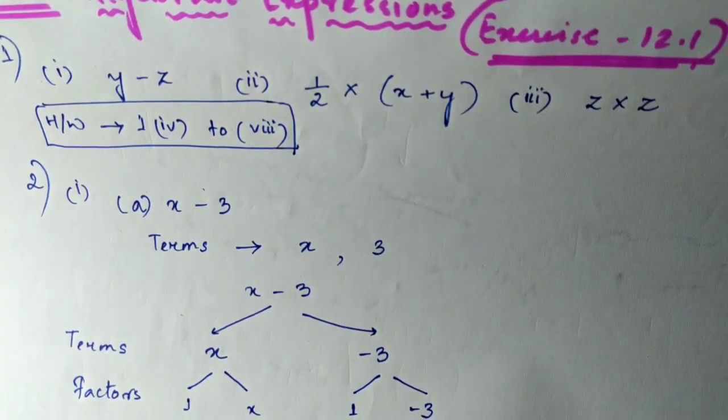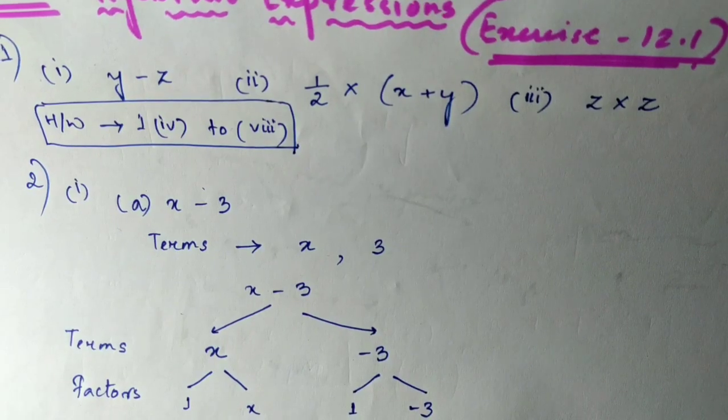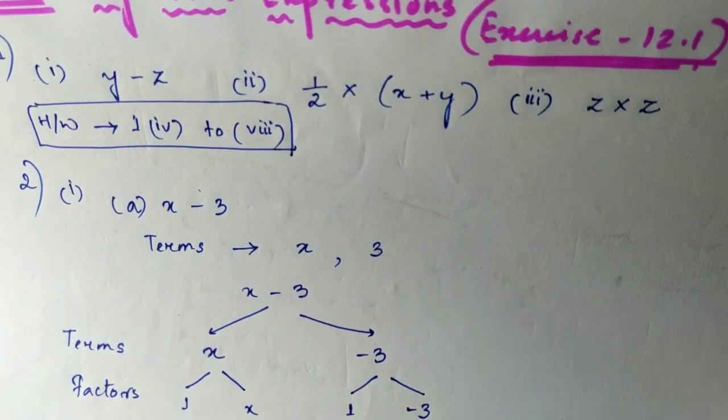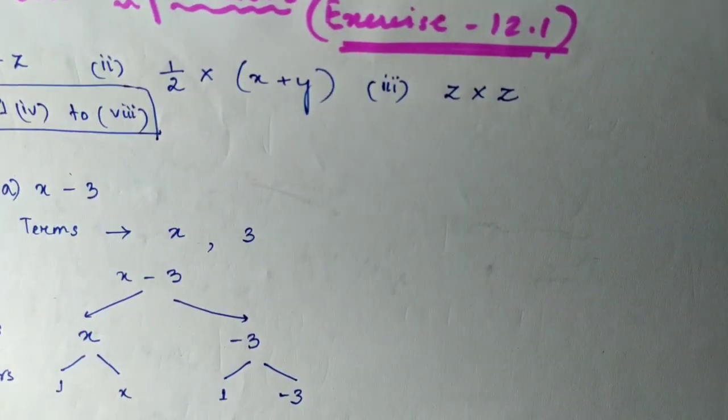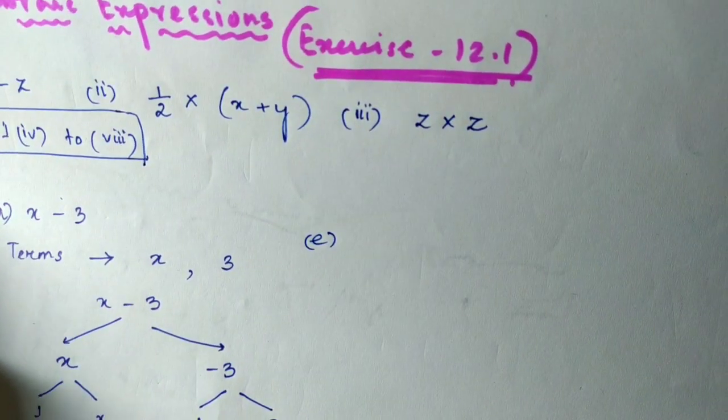I'll show you a few more here. Let me see how many sums are given here. So I can show you one more. Let me show you question number E. Let me show you on this side. I'm making use of the paper here. Okay, let me show you question number E.